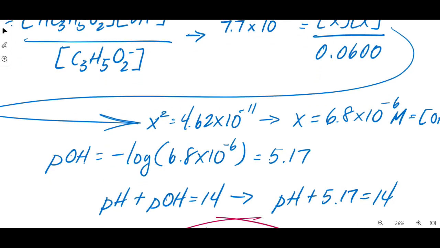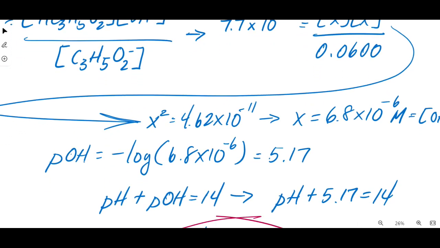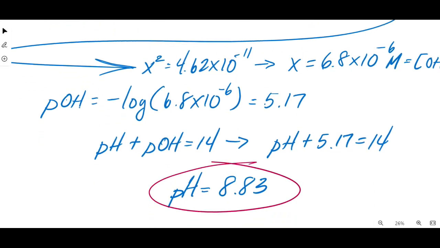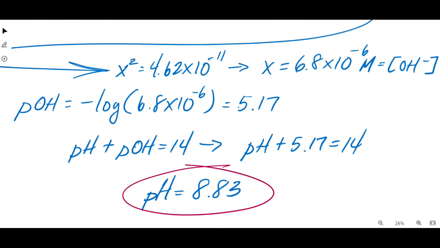Now another thing we know to be true is that the pH added to the pOH will always equal 14. So in other words, if I take my pOH that I just calculated, 5.17, and I subtract it from 14, I can find my pH, and the answer is 8.83.